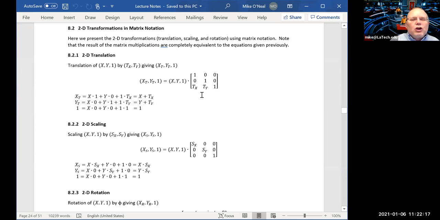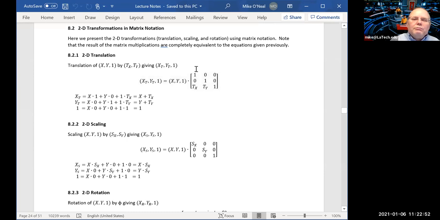These three equations are what you get if you do this matrix multiplication. So this matrix right here is the 2D translation matrix. Why? Well, in case it's been a little while since you played with matrices, I've got a 1x3, which I'm multiplying times a 3x3, 3 rows by 3 columns. Well, a 1x3 can be multiplied by a 3x3 and gives you a 1x3.